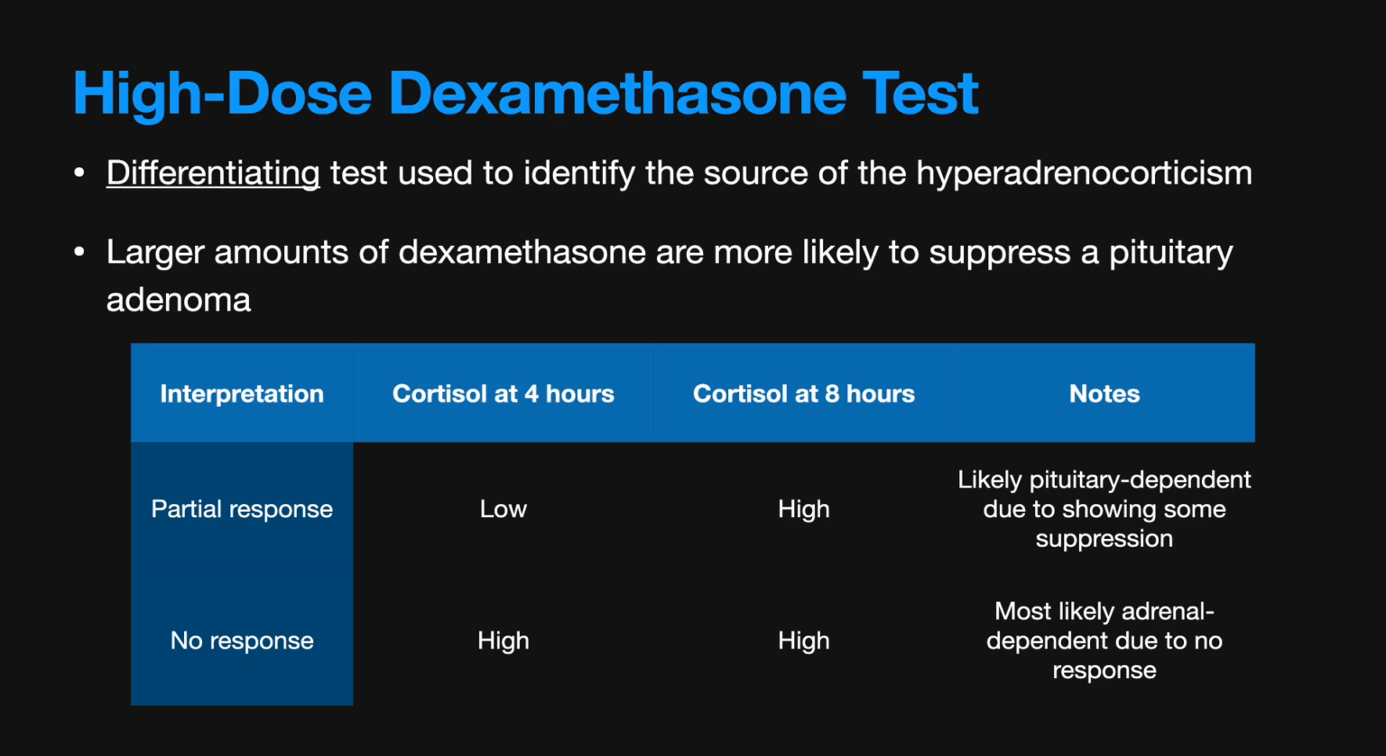The high-dose dexamethasone test is a differentiating test that can help us determine whether the hyperadrenocorticism is pituitary or adrenal dependent. Larger amounts of dexamethasone are more likely to suppress a pituitary adenoma, thus causing cortisol suppression. So for pituitary-dependent disease, we would see a low cortisol at 4 hours with a rapid return in cortisol levels by 8 hours. For adrenal disease, the adrenal adenoma continues to produce cortisol regardless of the dexamethasone levels, as we previously discussed, so it still will show a high cortisol at 4 and 8 hours.